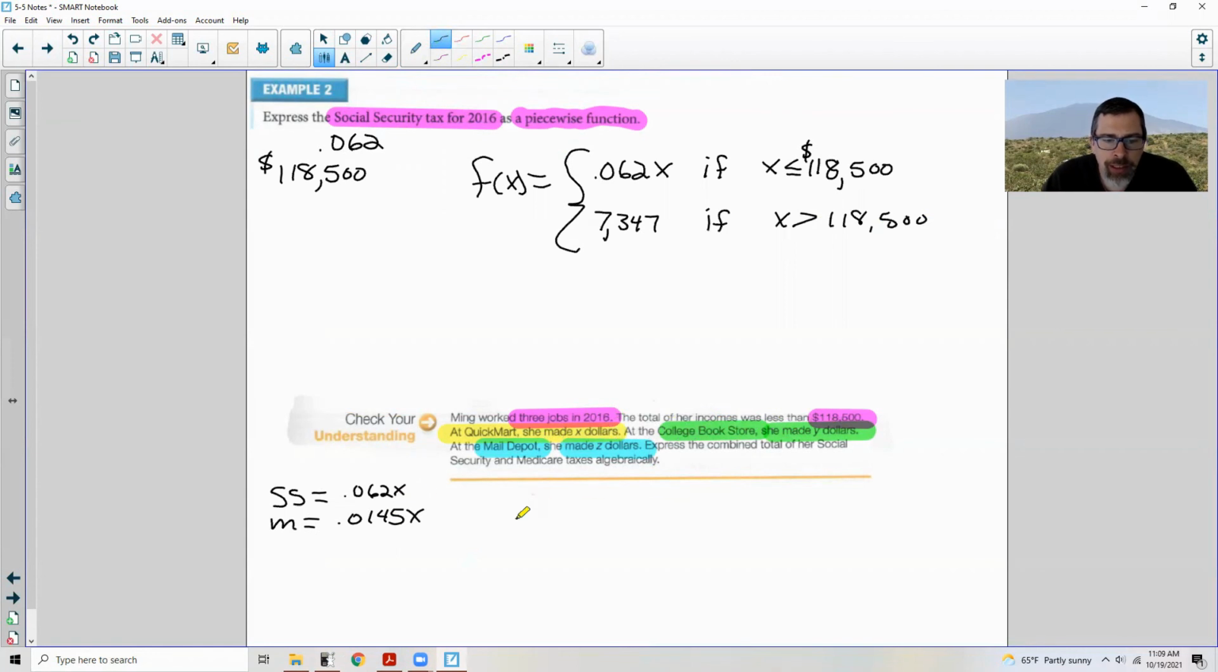So what it's going to be is 0.062 of x plus y plus z. So they're going to take that amount out, plus they're going to take out 0.0145 of what she made at x plus y plus z. So they're going to take 6.2% out of the total she made, plus they're going to take 1.45% out of the total she made. So this is the combined total. So the total would equal this amount here.